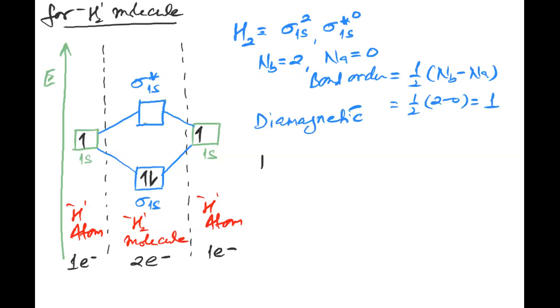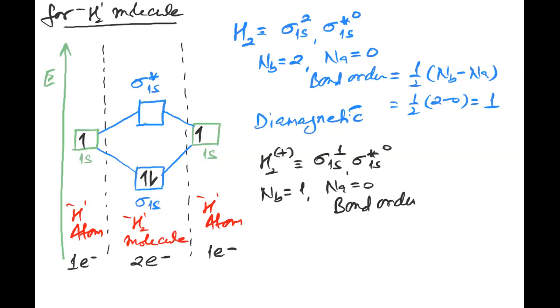Same in the case of H2 plus. H2 plus is sigma 1s1, sigma star 1s0. Here the number of electrons in bonding is 1, and the number in anti-bonding is 0. Its bond order should be half of 1 minus 0, which is half. And it is paramagnetic.